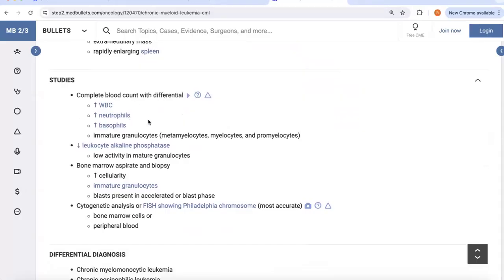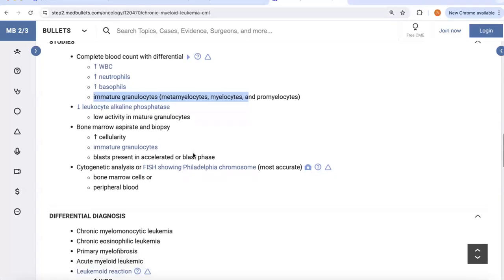So in a CML patient, again, you do a blood count, you will find there are lots of immature granulocytes. So myelocytes, metamyelocytes will be elevated in here. And you can start with a bone marrow biopsy, but the main accurate test is cytogenetic analysis or FISH showing the Philadelphia chromosome. So initial is blood count with peripheral blood film, and the most accurate is cytogenetic analysis with Philadelphia chromosome positive.